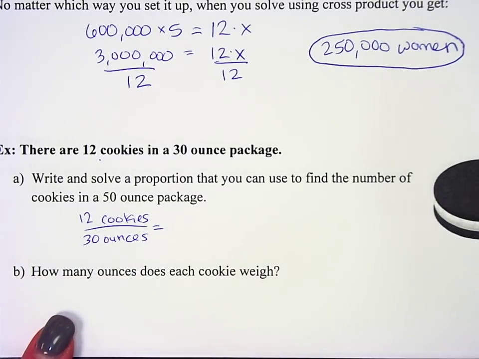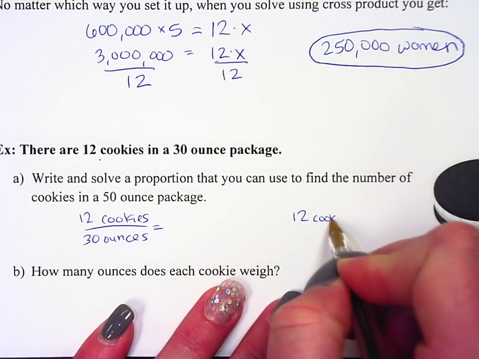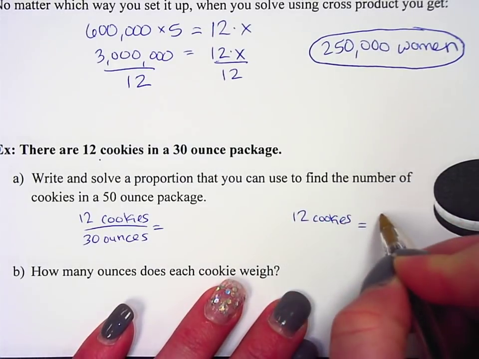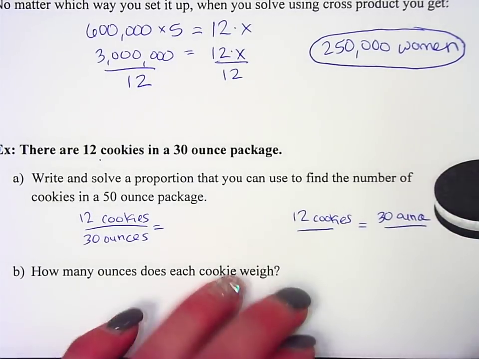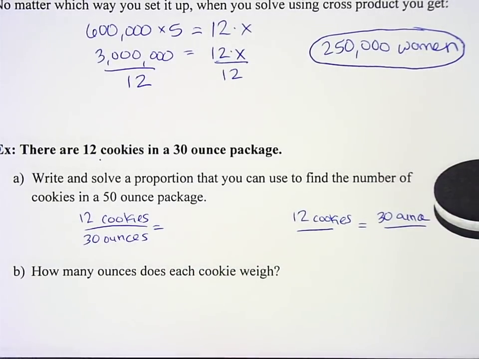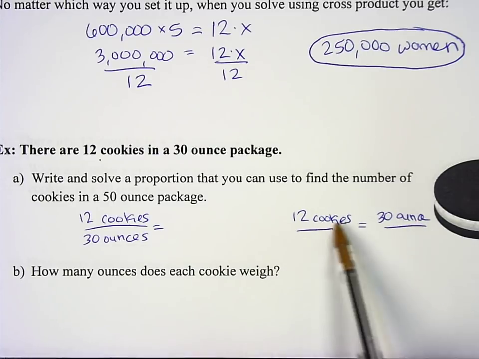Okay, that's one way. You could flip it if you'd like. Or I could set it up as 12 cookies to 30 ounces, like that, side by side. Remember, a proportion compares a ratio to a ratio. So it's up to you if you want to do cookies to ounces, or cookies with cookies and ounces with ounces. But I need to make sure the one they give me is directly across from each other.